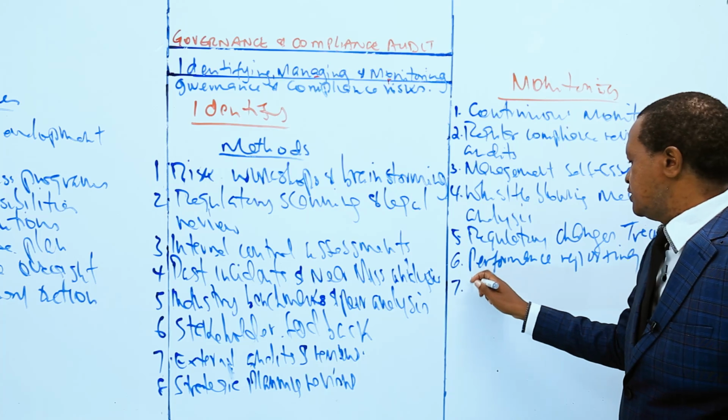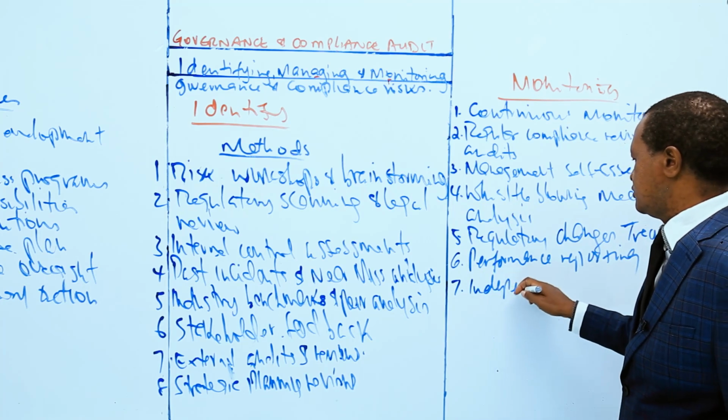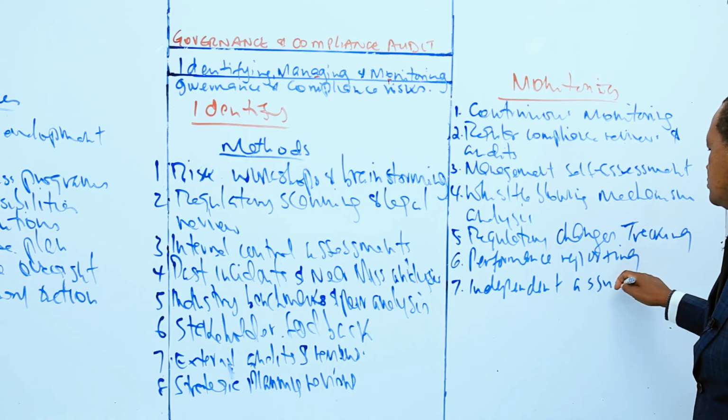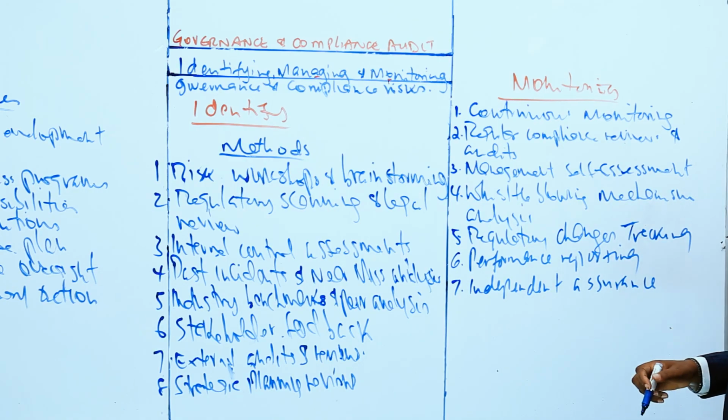7. Independent assurance. Independent assurance is another method where you engage external auditors or consultants to provide independent assurance on the effectiveness of the governance and compliance framework. You understand?